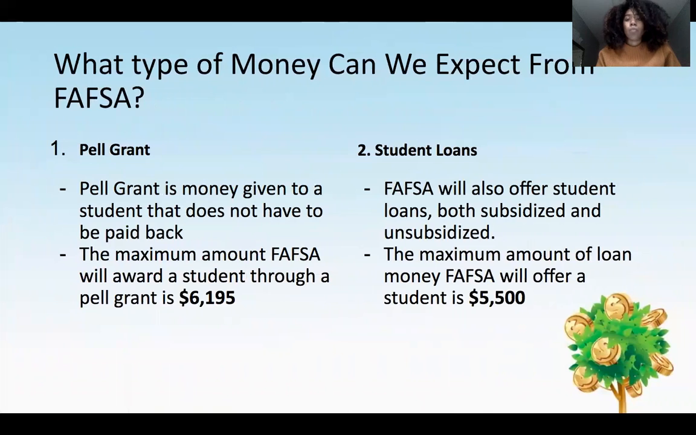Now, what type of money can we expect from FAFSA? There are two types. We have the Pell Grant and we have student loans. A Pell Grant is money given to a student that does not have to be paid back. The maximum amount FAFSA will award a student through a Pell Grant is $6,195. FAFSA will also offer student loans, both subsidized and unsubsidized, and we'll talk a little bit about what that means later on in the presentation. The maximum amount of loan money FAFSA will offer a student is $5,500.